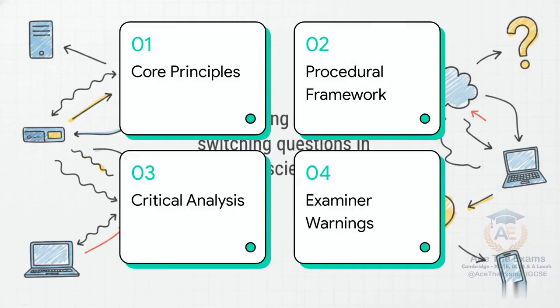To secure that 15%, we absolutely need a battle plan. Today, we're going to systematically break down exactly what examiners are looking for by covering 4 key areas. First, the core principles. Second, the procedural framework. Third, critical analysis. And finally, the top examiner warnings you need to look out for. Let's move straight into our first major section.